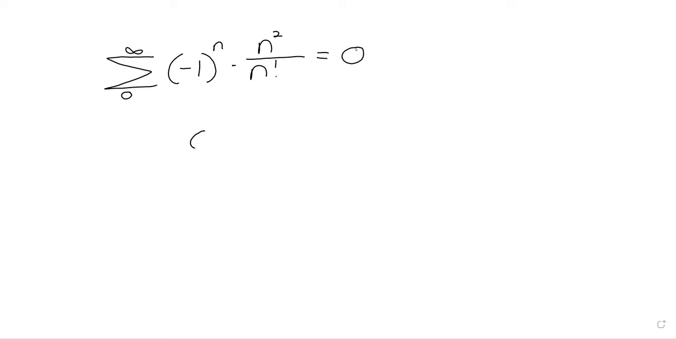Then we count up, we let n be one next, and negative one to the first is negative one. Sorry, I said positive one, I think. I meant negative one. Negative one to the first is negative one. And then we count up, we let n be two, and negative one squared is positive one. We count up, and at this point, we can probably stop because the pattern has emerged. n is three, negative one cubed is negative one.